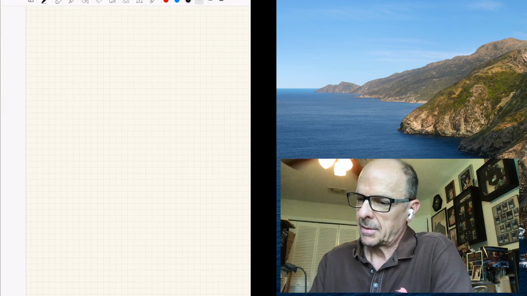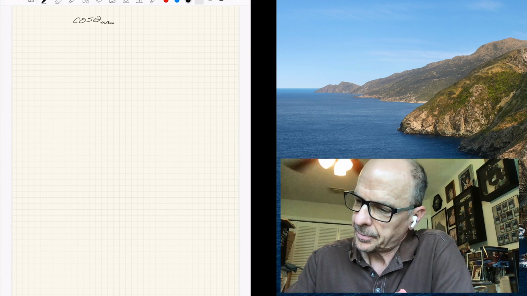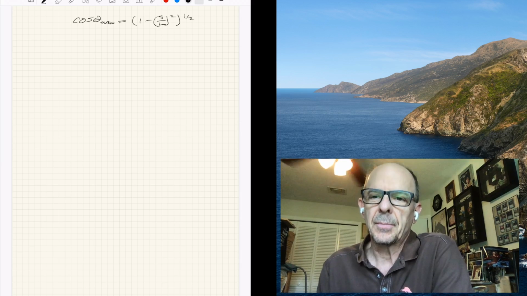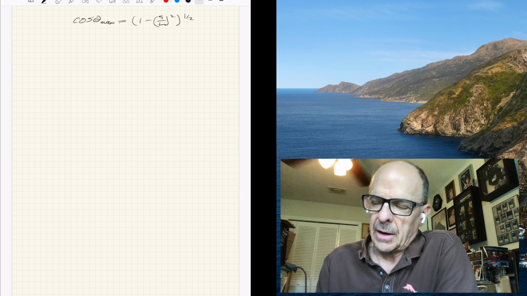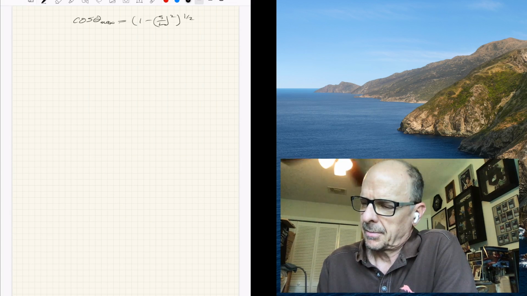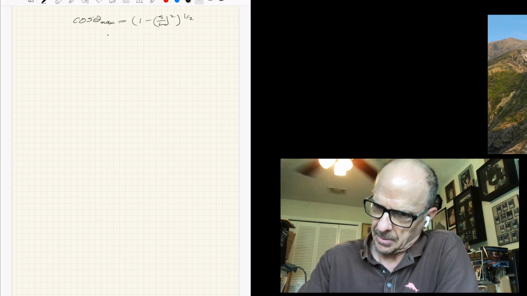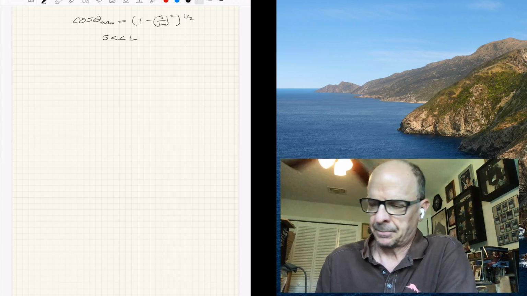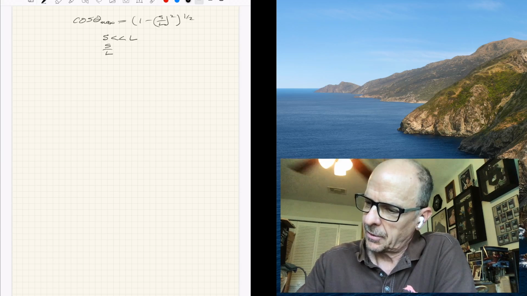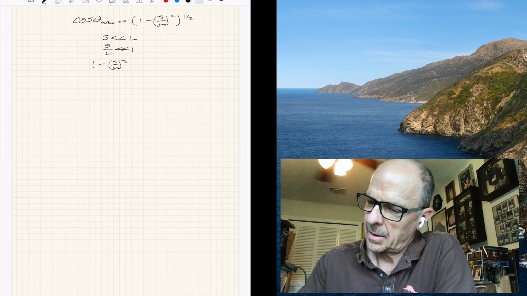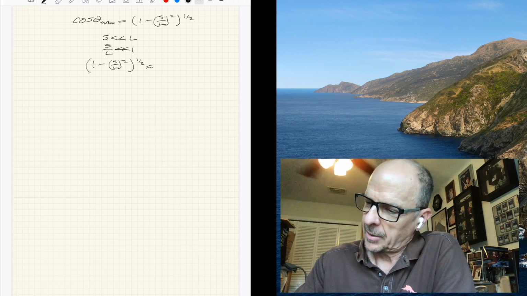So then I can write cosine of theta max is (1 minus (S over L) squared) to the 1/2 power. Well, now we're going to do another approximation that's an expansion of this expression. And since theta max is small, S is very much less than L. And so that means that S over L is very much less than 1. And that allows us to make this approximation that (1 minus (S over L) squared) to the 1/2 power is approximately equal to 1 minus 1/2 of (S over L) squared.